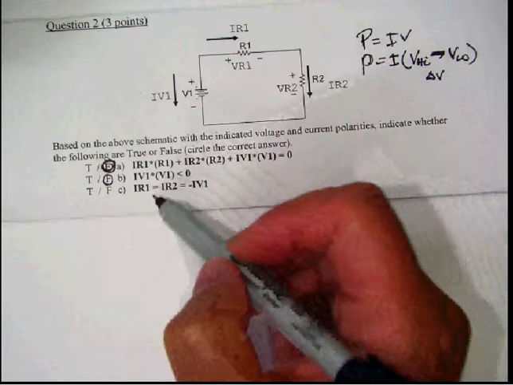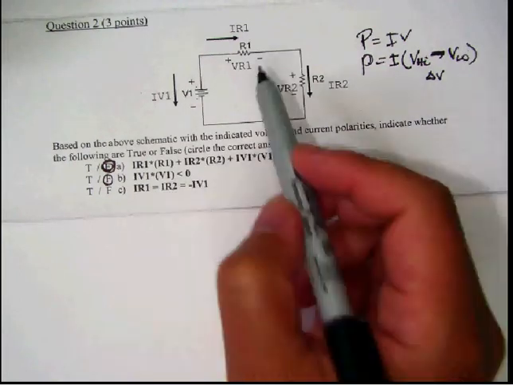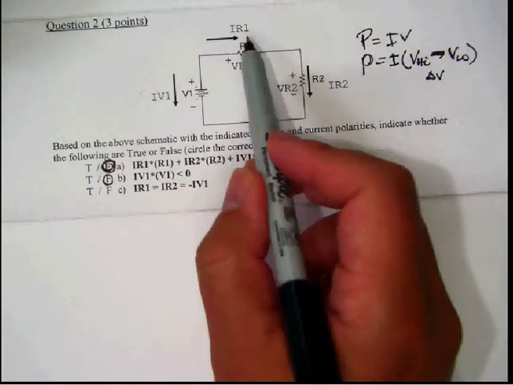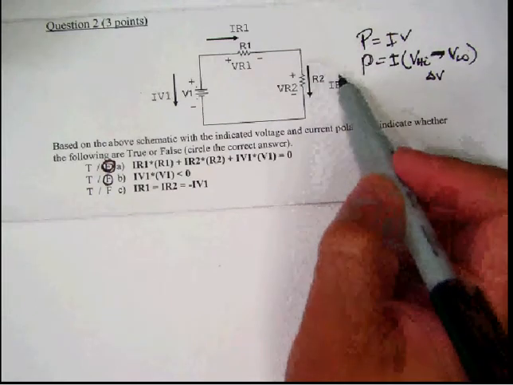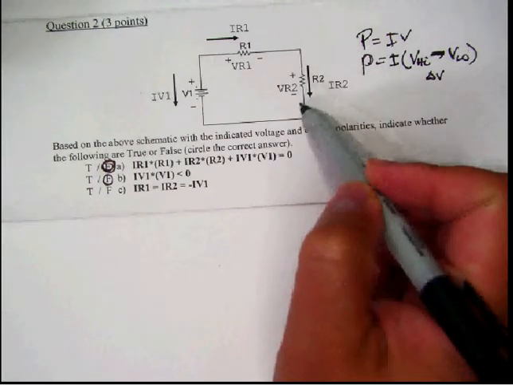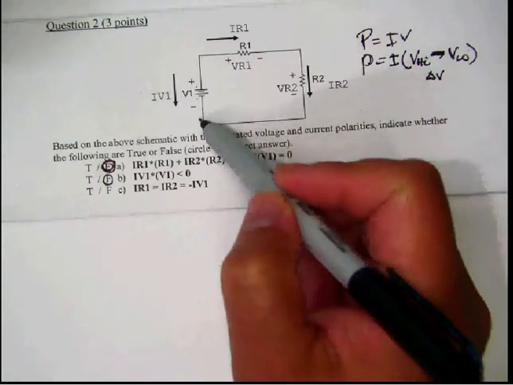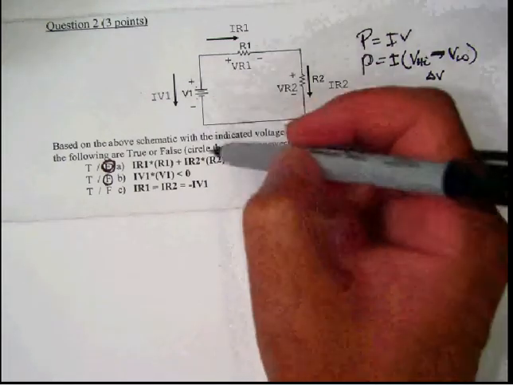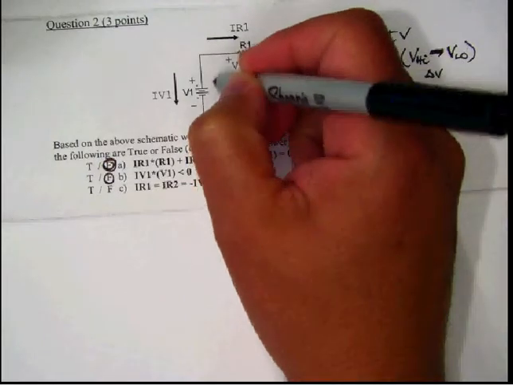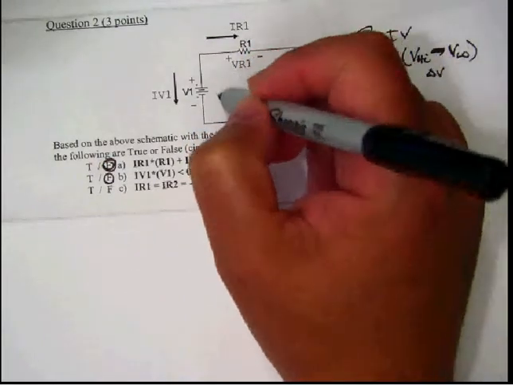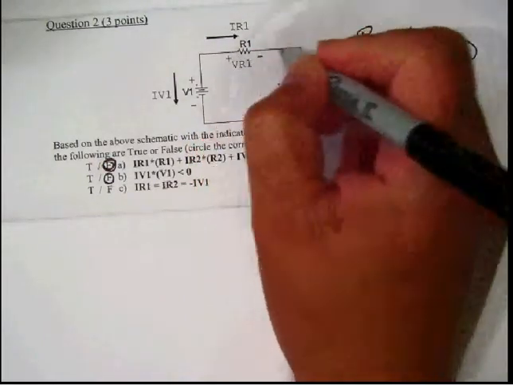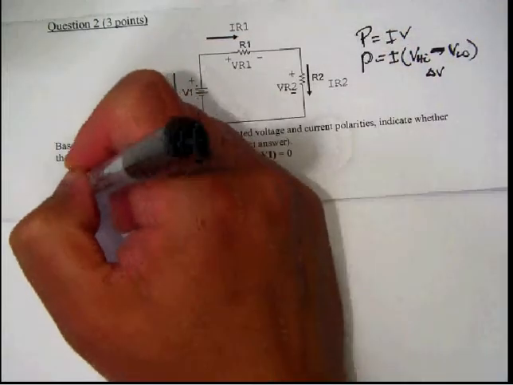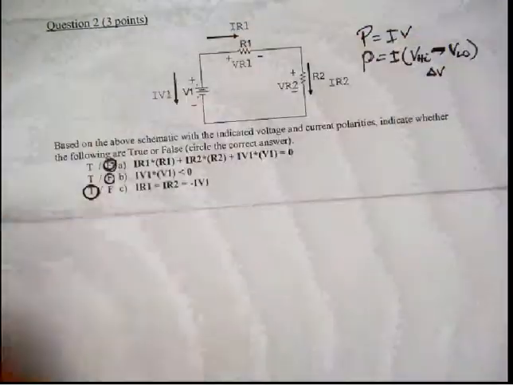Then the last one, we've got IR1, the current going through this resistor, is equal to the current IR2 going through this resistor, which is equal to the negative of the current going through the voltage. So negative IV1 would actually be pointing in this direction, and that has to be true because there's only one current that can exist in one loop. So this is definitely true. And we'll stop there.